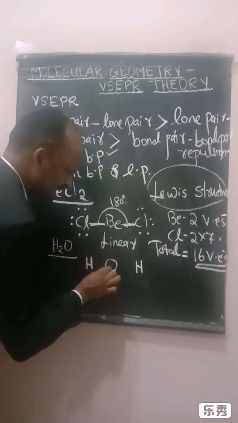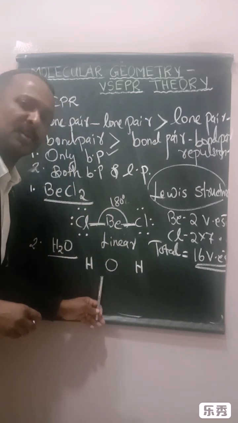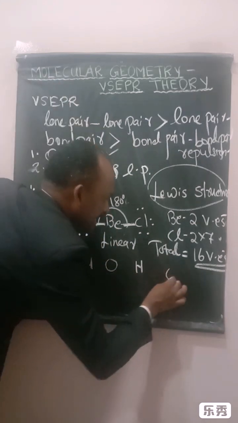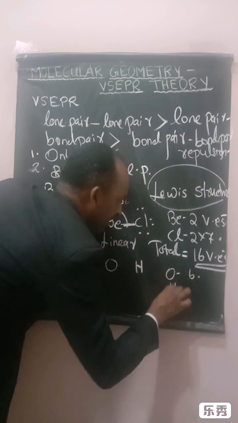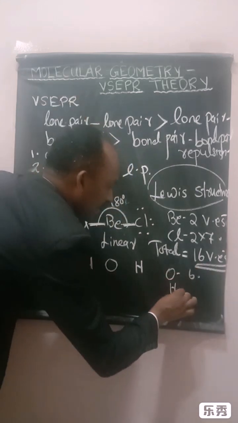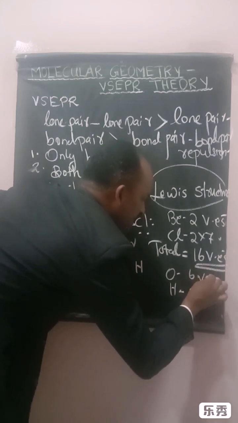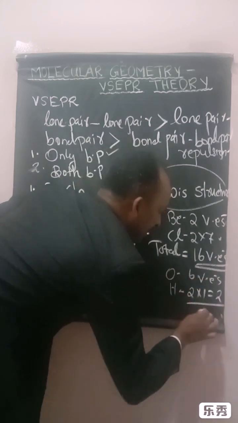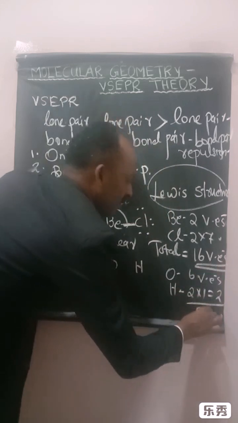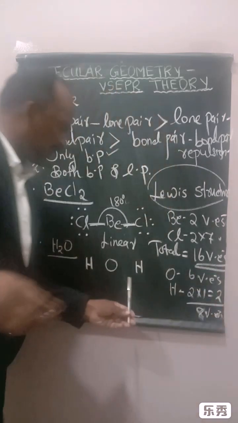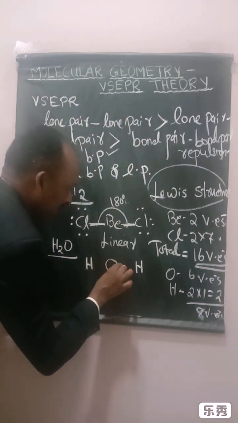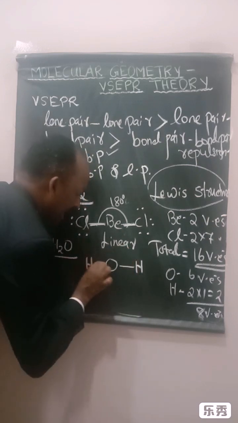In the case of oxygen, how many valence electrons are there? Oxygen has 6 valence electrons. In hydrogen, we know there is only 1 valence electron, so for hydrogen, 2 times 1 is equal to 2. So here we have 6 valence electrons plus 2, a total of 8 valence electrons we have to account for in this particular molecule. What is next? Draw a single covalent bond like this.